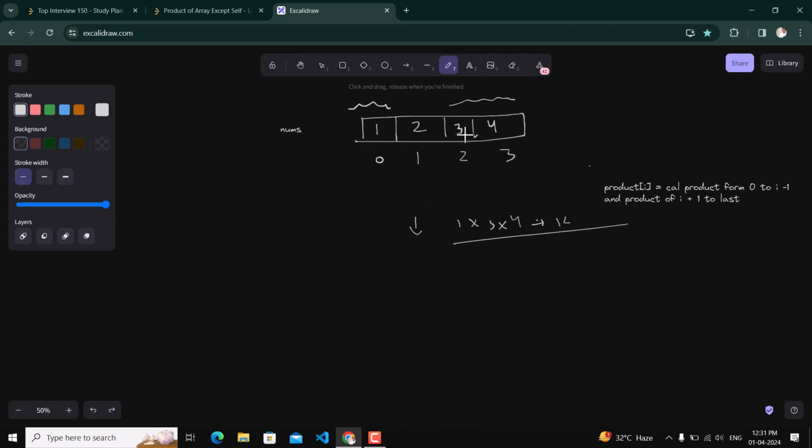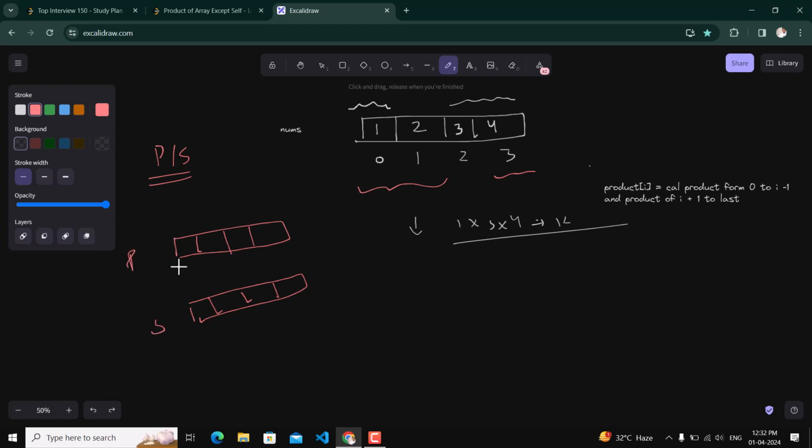The same goes for the second index. To have the answer for the second index, what do we want? We want the product of these two elements and the product of this element. In scenarios where we have to store the product or sum of any previous or next elements, we use the concept of prefix and suffix. We will have a prefix array and a suffix array that we use to store the product of previous elements and the product of upcoming elements.